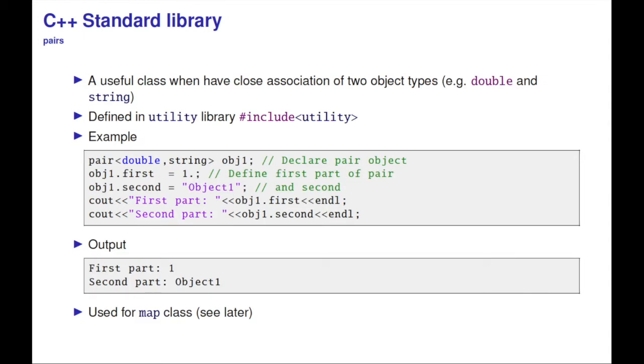Another one that's really useful is the idea of pairs. It's a useful class when you have a close association of two object types, so that, for example, a double and a string always combine in some way or form. It's defined in the utility library, and the example is that a pair could contain a double and a string. So that would be an object that contains a double and a string, and I can set the first one to 1, and then you can play with that. It could be used for the map class, as we see later, which actually uses an implementation of pairs to do these kinds of things.